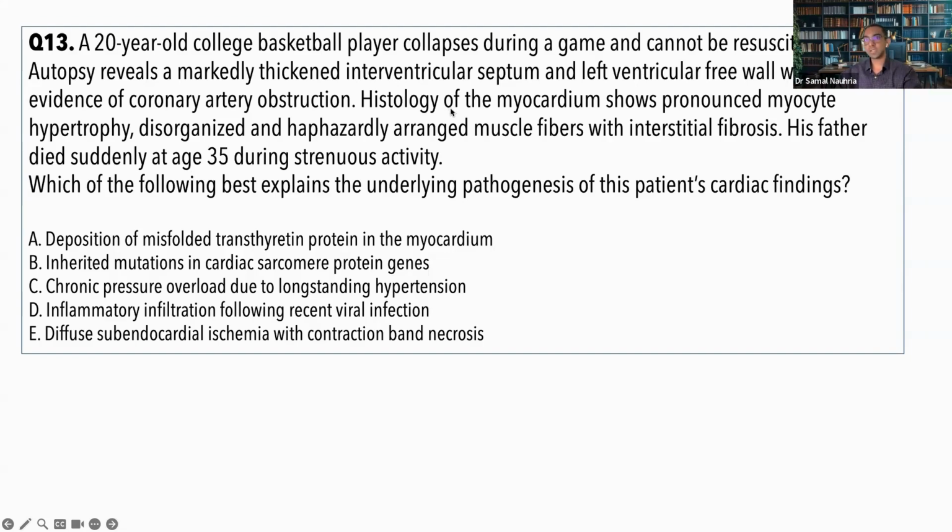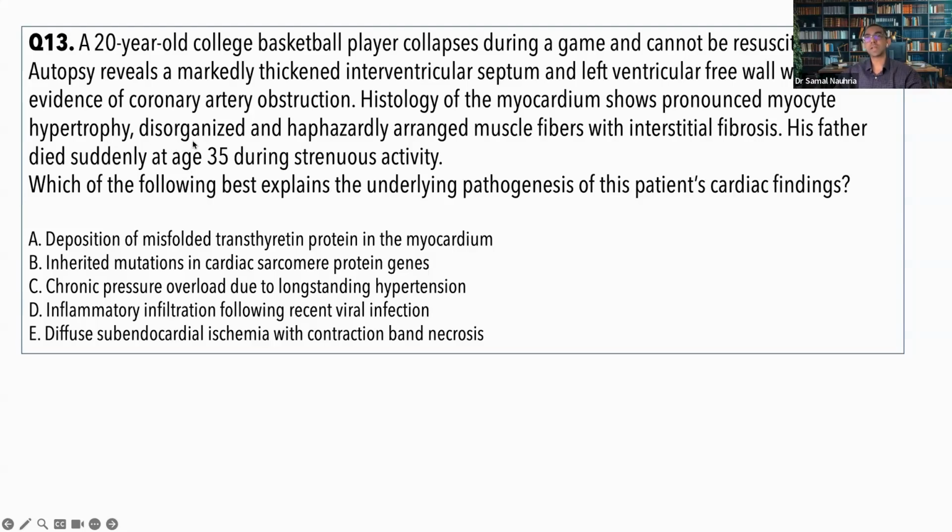Another thing, histology. So biopsy findings are very important here. Again, I'll give you a reason why. Histology of myocardium shows pronounced myocyte hypertrophy. So pronounced myocyte hypertrophy is a feature in this condition which is common with hypertrophy due to hypertension. So hypertensive hypertrophy versus hypertrophic cardiomyopathy has one same feature. What is that? Of course, both are hypertrophy. So myocyte hypertrophy and the size would have increased.